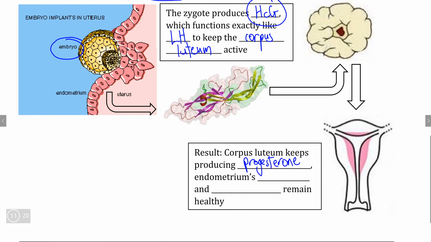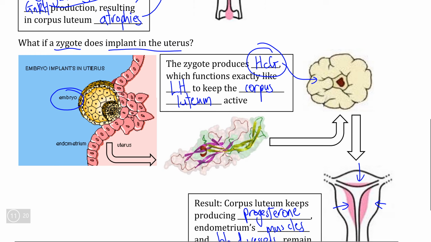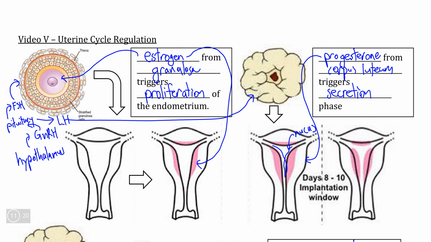So because the corpus luteum is functioning because of the influence of human chorionic gonadotropin, that means that the endometrium's muscles that are needed in order to contract and push the fetus out, and also all of the blood vessels that supply nutrients to the growing fetus inside of it, remain healthy all the way up until 9 months later, when the uterus is finally ready to contribute to the birthing of the fetus.